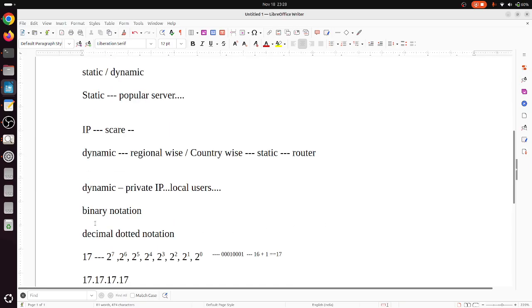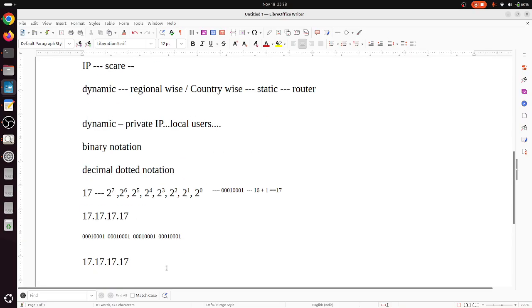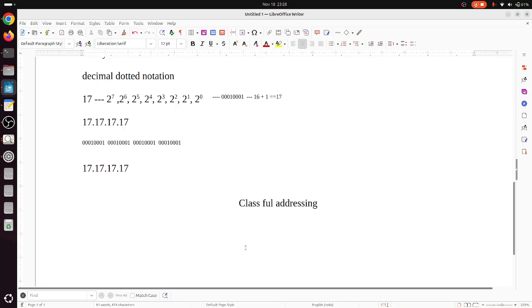In the last content we said that the IP can be notated either in binary form, or we can go with the decimal dotted notation. Normally we prefer decimal dotted notation because it is easy to remember. So we go with the next topic, classful addressing.